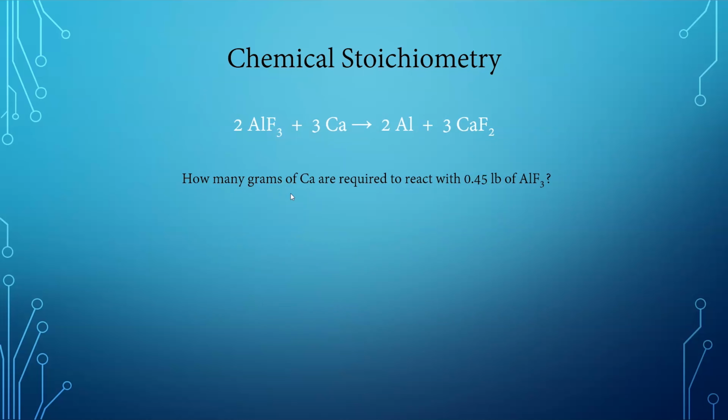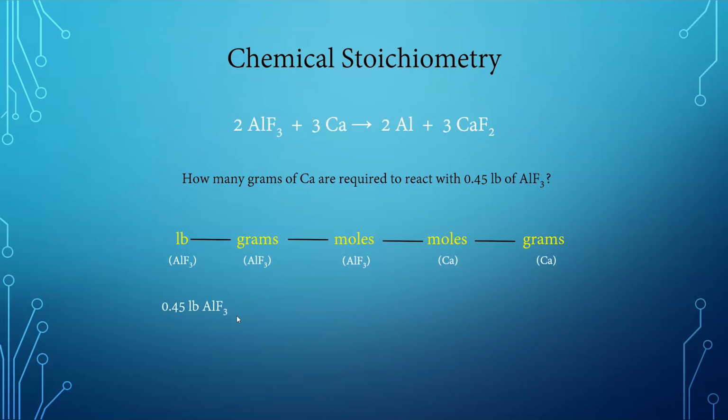We could also calculate how many grams of calcium are required to react with 0.45 pounds of aluminum fluoride. Ooh, I threw a pound in here. That's going to just make a small change in our unit plan. Our plan will still be the basic grams to moles to moles to grams. We simply have a pound at the beginning. So this takes us way back to Chapter 1. We simply want to begin by changing pounds to grams, and then we'll do the usual stoichiometry calculation.